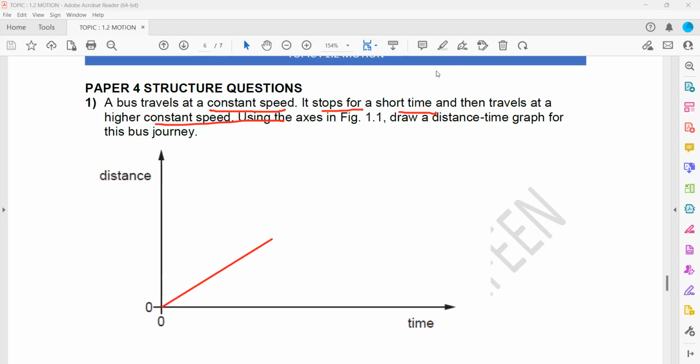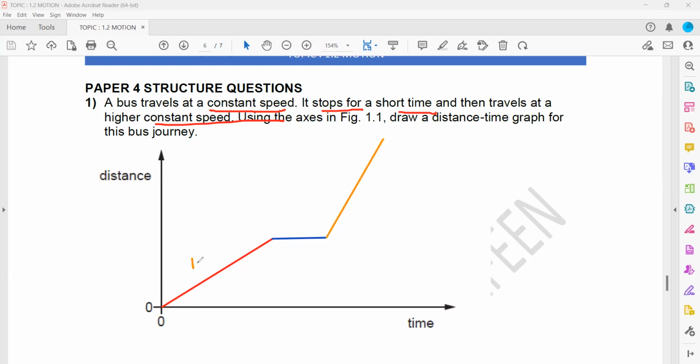Then it stops for a short time. Because for a distance time graph, if an object stops, it will be a horizontal line. And they mention it's a short time, so you cannot draw it too long, only a shorter line, which shows that it stopped for some time. And then it travels at a constant speed, but a higher constant speed. So we draw another straight line, but steeper compared to the first one.